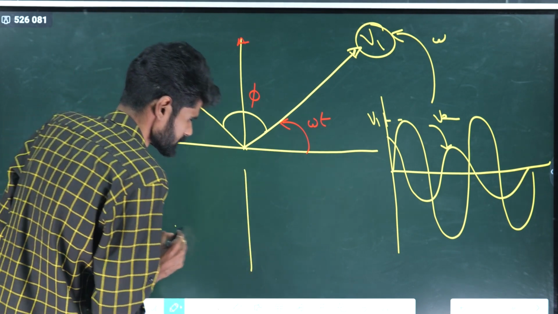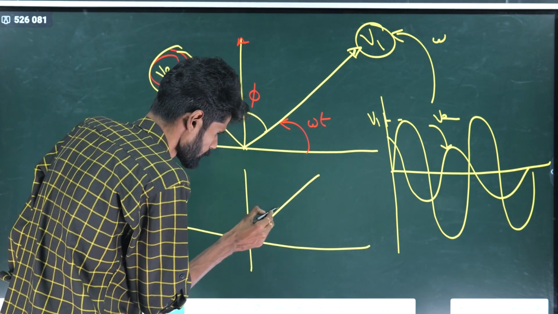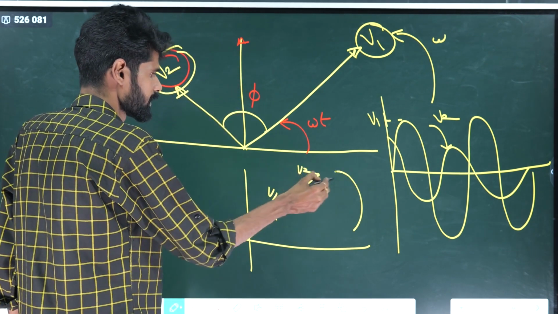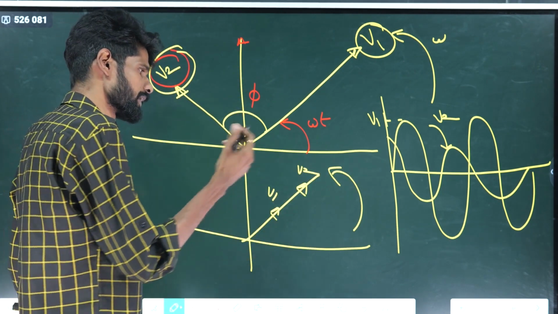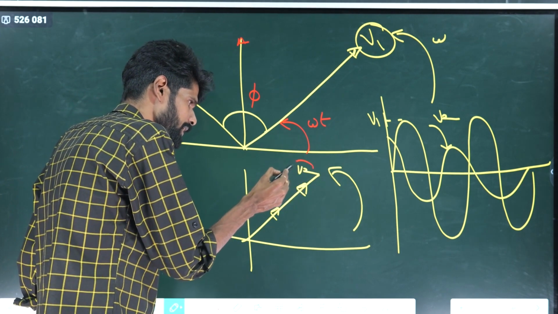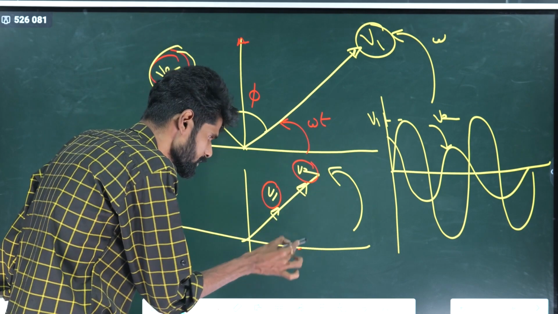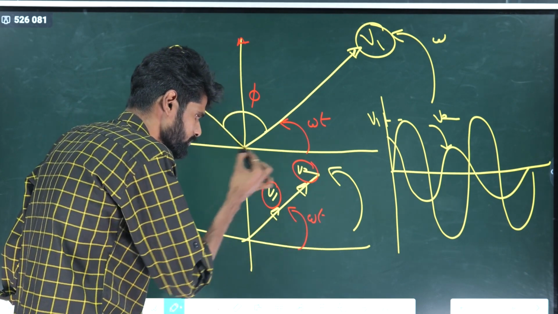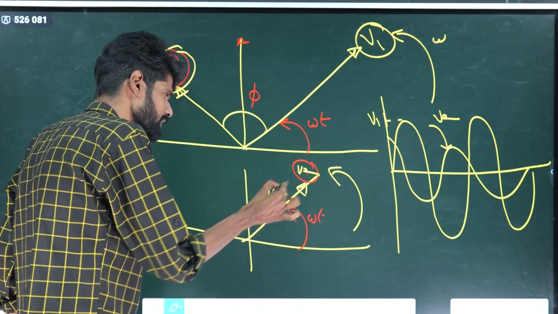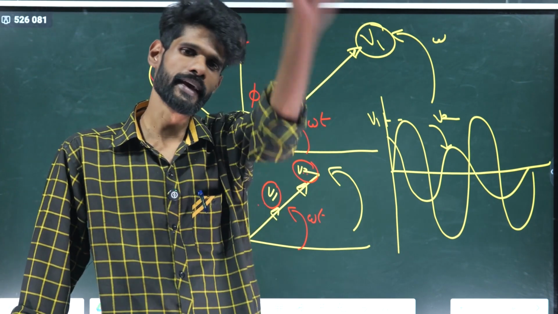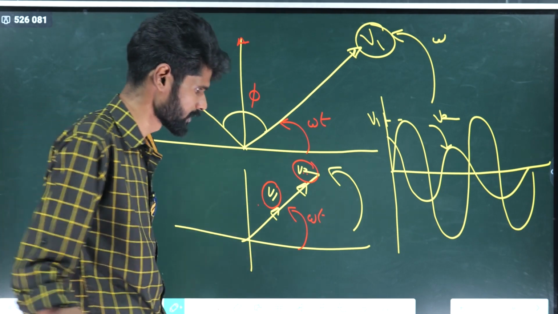Suppose there is another phasor diagram. What's the meaning of this? Here it is V1, here it is V2. There are two phasors of different amplitude. The first alternating quantity has amplitude V2, another one has V1. Both have different amplitudes but both are at the same instant of time. That means both these alternating quantities are in the same phase. That is the meaning of this phasor diagram.